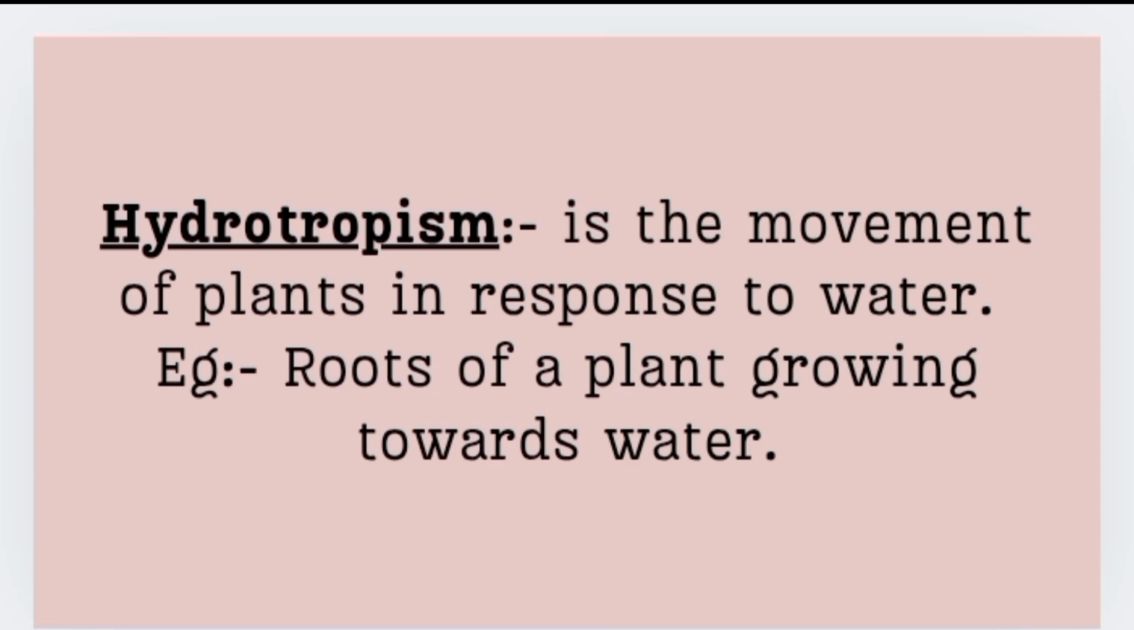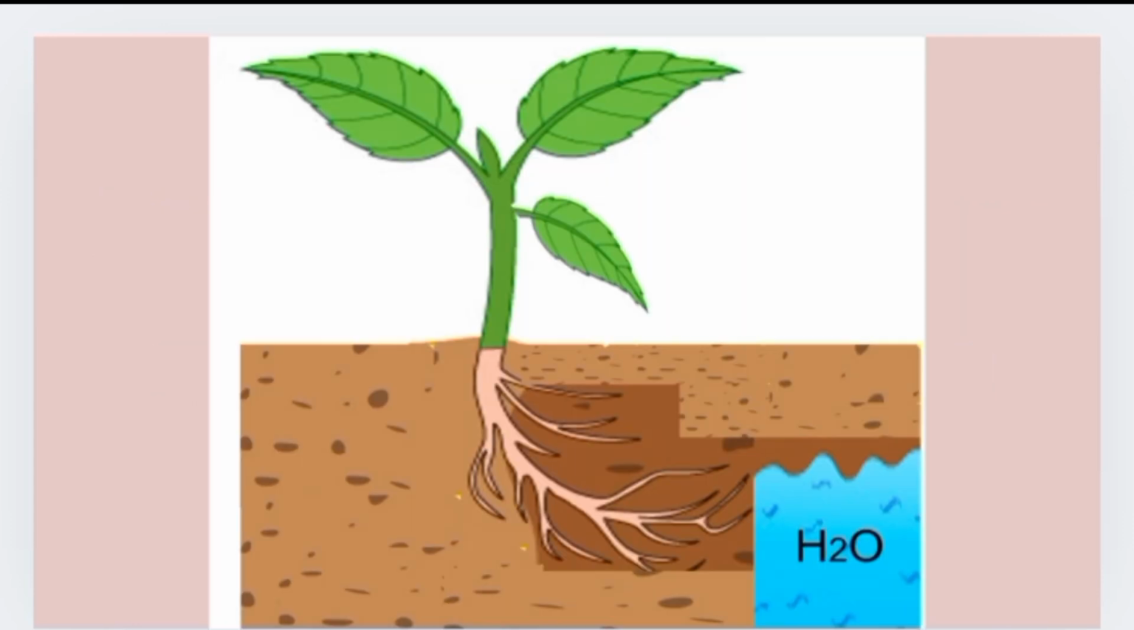And the next one is hydrotropism. Hydrotropism is the movement of plants in response to water. For example, roots of a plant growing towards water. Here you can see that the roots of a plant are growing towards water.